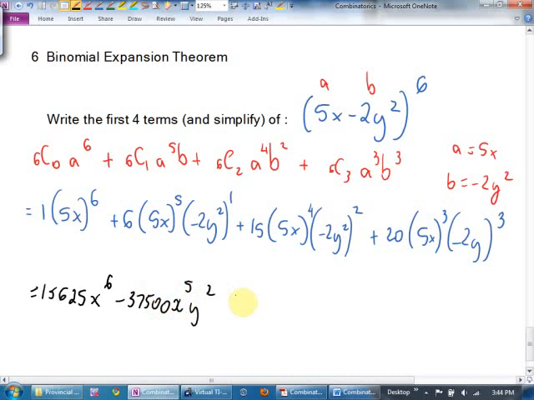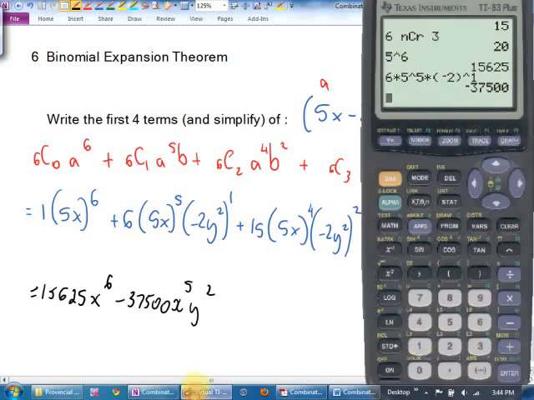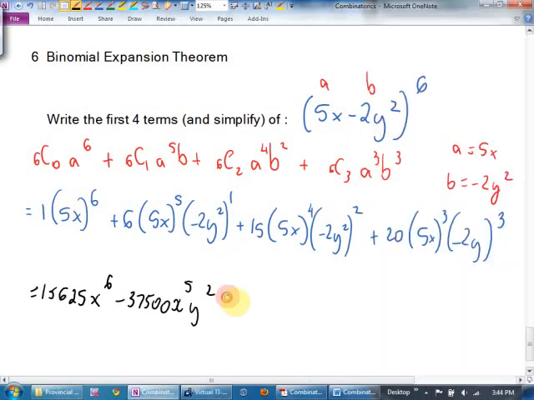You know what the third term is going to have? A 15 times a 5 to the 4th times a negative 2 squared. It's going to be a positive 37,500. That's kind of nice. What are my variables going to be? X to the 4th, Y to the 4th. See it? Squared, squared, right?